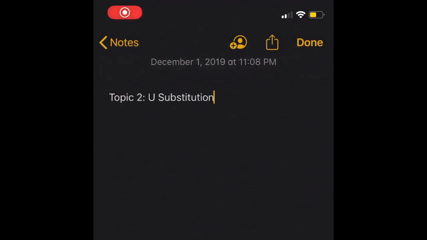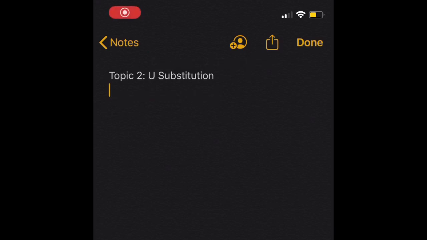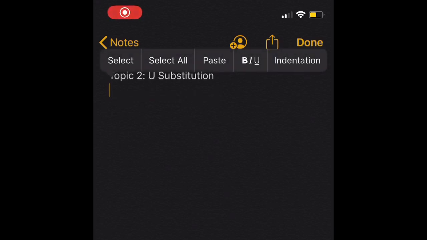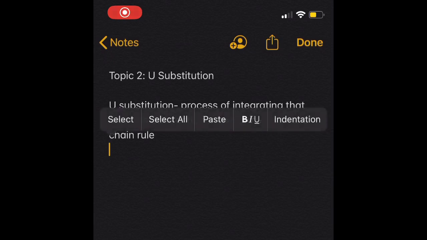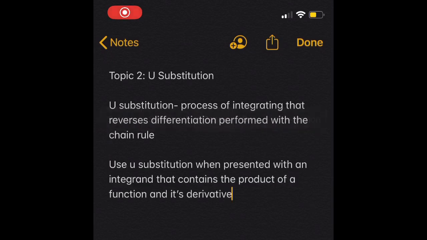Topic 2 is U substitution. U substitution is the process of integrating that reverses differentiation performed with the chain rule. Use U substitution when presented with an integrand that contains the product of a function and its derivative.